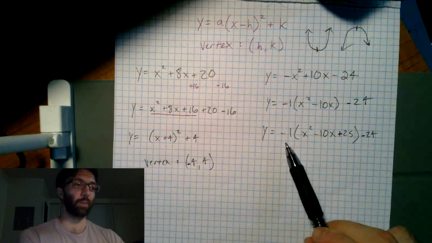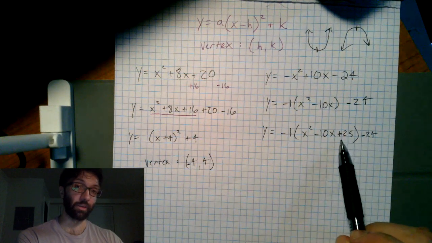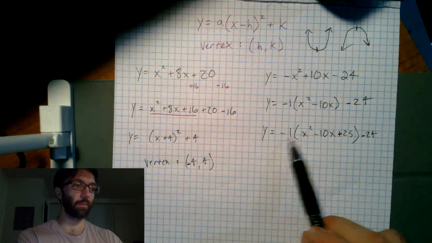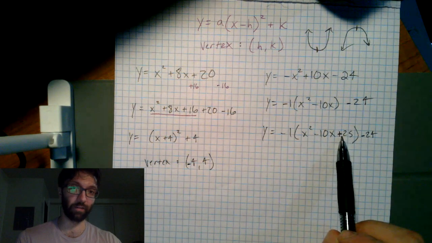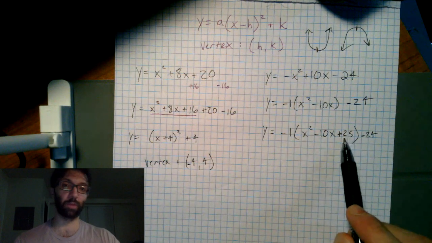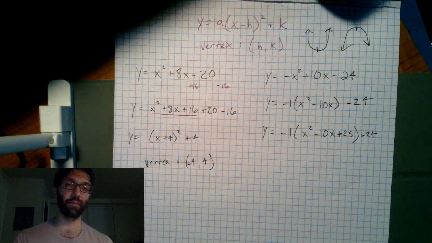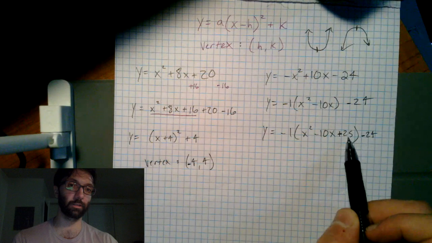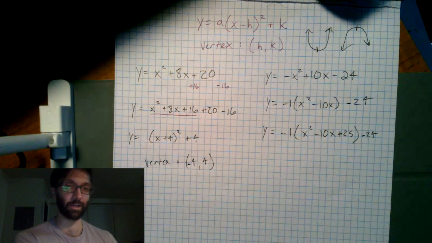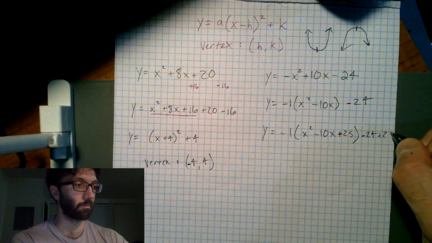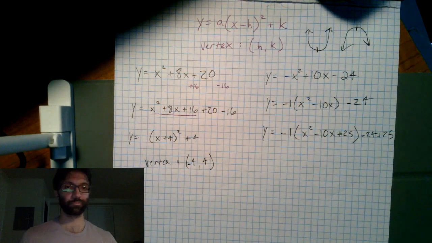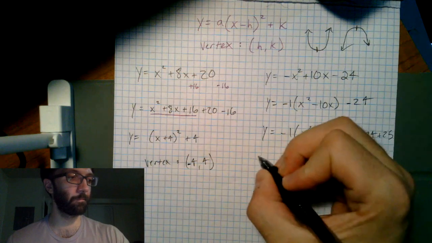But you have to remember that we're not adding 25, because the distributive property tells us that this is actually a negative 25, right? Because negative 1 times positive 25 is negative 25. And so I've actually subtracted 25 from the expression by doing this. And so since I've actually subtracted 25, I'm going to add 25 to make up for it. All right.